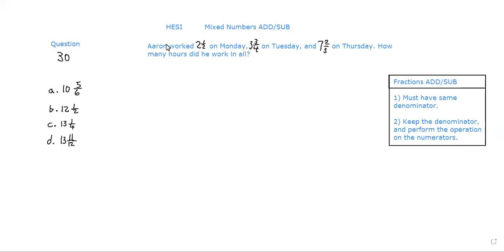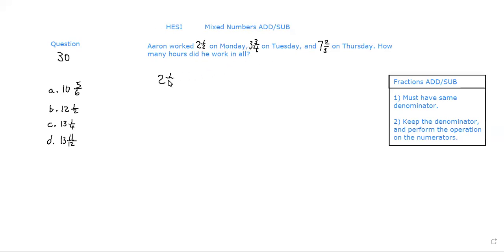Okay, so the problem states Aaron worked 2.5 hours on Monday, 3 3/4 hours on Tuesday, and 7 2/3 hours on Thursday. How many hours did he work in all? Okay, so how do we do this problem? Well, we see that we have to add up all the hours for each day. So let's write them out.